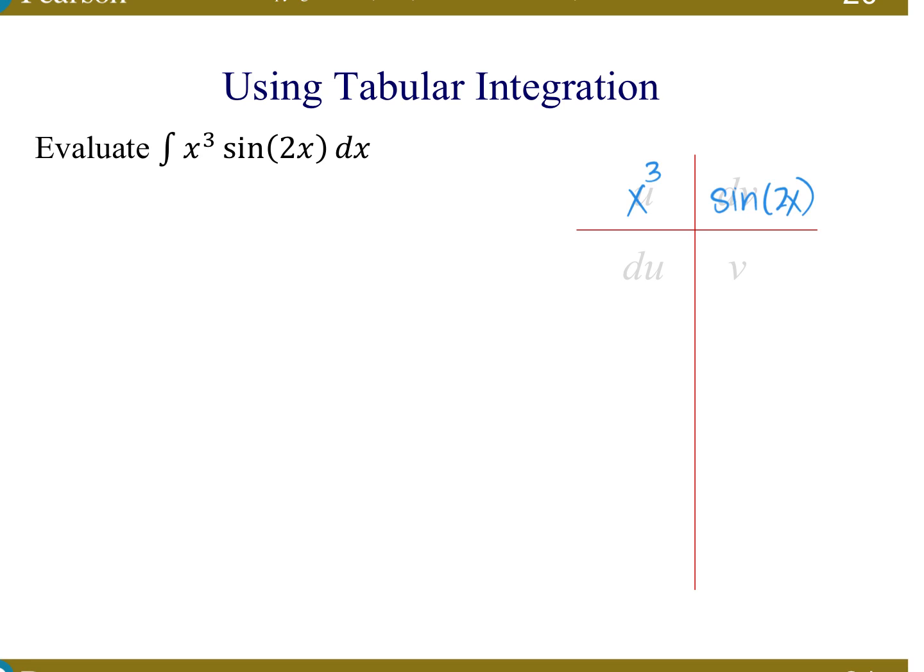Okay, Nathan D., can you give me the next entries? One derivative, one antiderivative. 3x squared and then negative 1/2 cosine 2x. Good job. Okay, he did one derivative, one antiderivative. Okay, Carla, you want to try the next one? One derivative, one antiderivative. 6x. Yep.